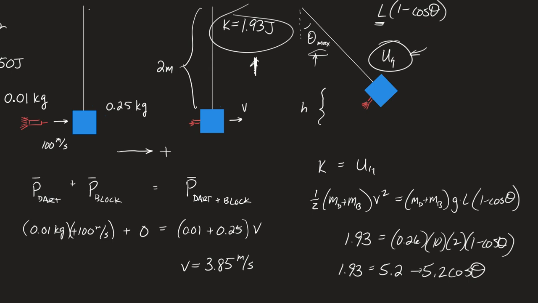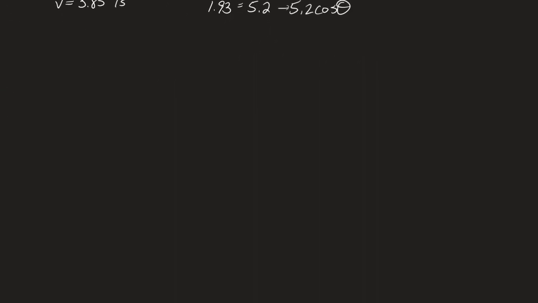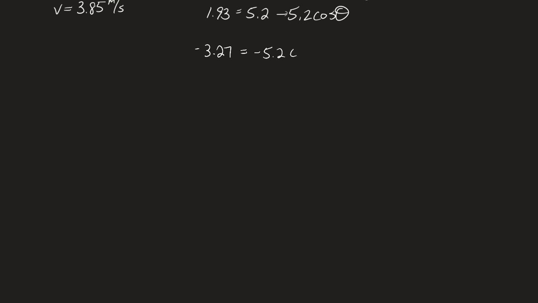Now, I'm putting this here because I want you to do the math, but understand that there are limits here. Now, not every possible answer works here. If we look, we're going to be subtracting something from both sides and then dividing by this. When I take 1.93 and subtract 5.2, I get negative 3.27. That equals negative 5.2 cosine theta. Now, yeah, you can solve this for theta, and you should.